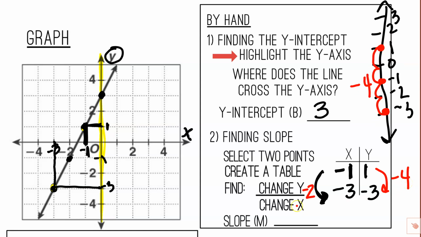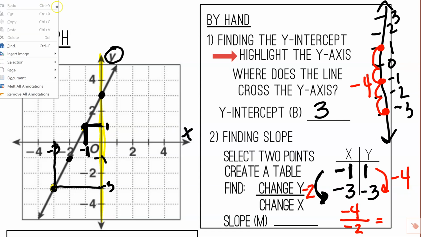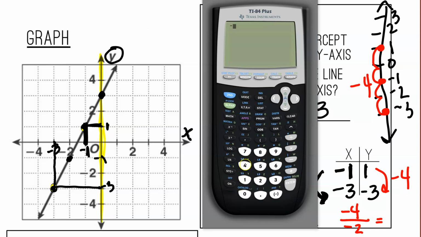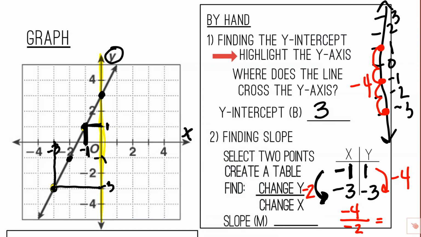And then we do the same thing. Change in y divided by change in x. So how much did my y change? It changed -4. How much did my x change? It changed -2. -4 divided by -2 equals, can you guys guess? Negative divided by a negative. All right, let's see if you got it. -4 divided by -2 is a +2. So a negative divided by a negative is a positive. So my slope right here is 2.